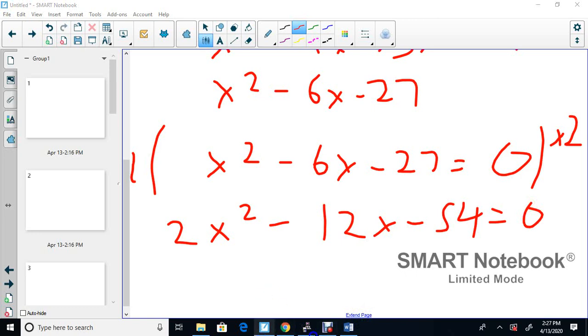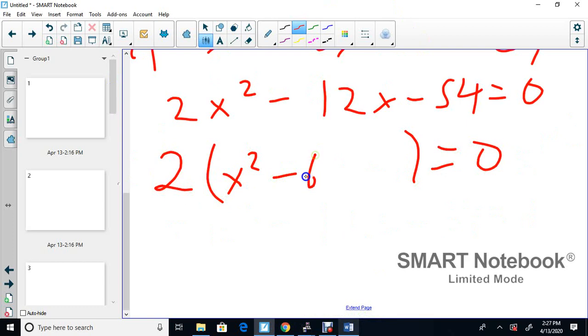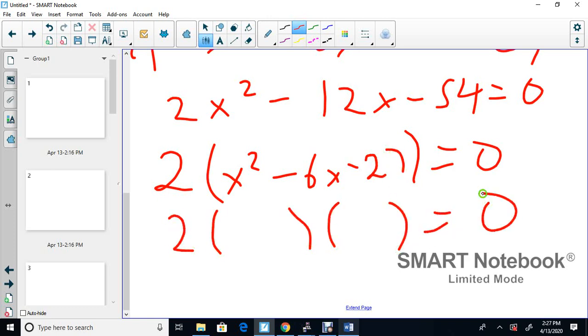So if you wanted to solve this, so that you'd ask this question, and then when you do it on your answer key, someone would take the 2 out. And you get x squared minus 6x, and then 54 divided by 2, which is 27. And then someone would have to come up with the two numbers that multiply to give you negative 27 and add to give you negative 6.